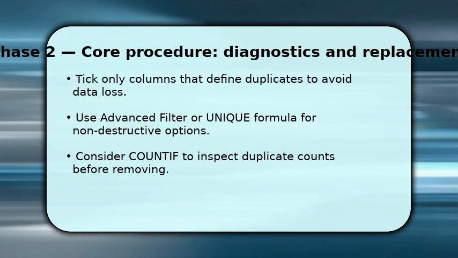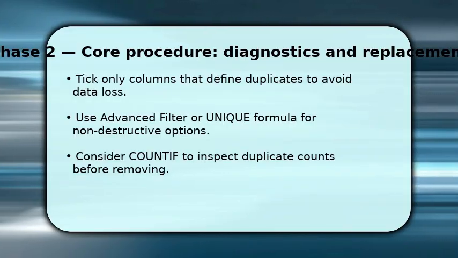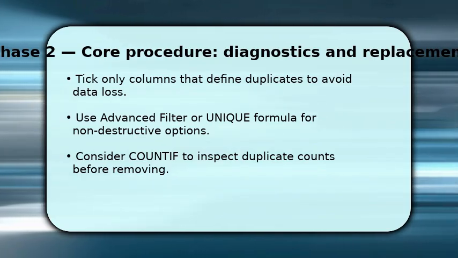Once done with selection, you choose which columns define a duplicate. Pick the minimum set to avoid deleting unique info. If you prefer a non-destructive route, use Advanced Filter to copy unique records elsewhere, or use the Unique function in Office 365 to produce a distinct list.